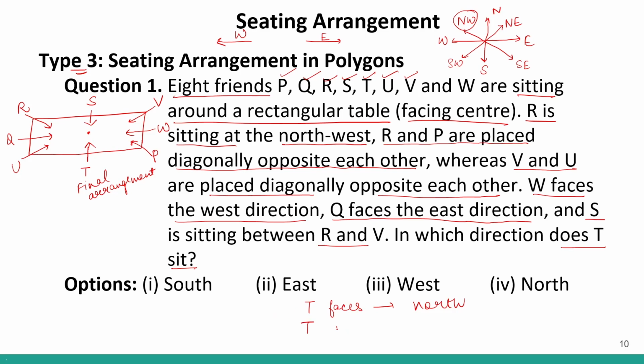But where is T sitting? T is sitting to the south of the table because it was given to us that R is sitting in the northwest. So if this is northwest, this will definitely be the south direction. So T is sitting in the south direction. My answer will be option number 1, south. Clear? Option number 1, south. So this is how you solve questions on seating arrangement in polygons. This was a rectangle, but you can get a square, you can get a triangle. There are many possibilities.